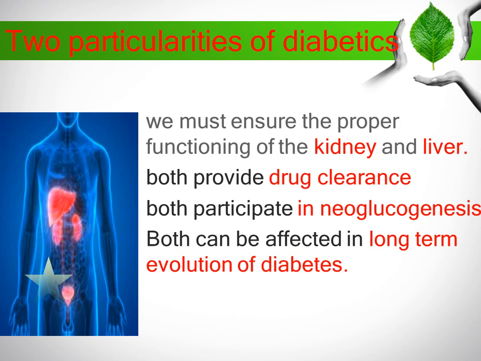But we also have to know two particularities of diabetic patients. We must ensure the proper functioning of the kidney and liver, because both of them provide drug clearance and both of them participate in neoglucogenesis, which means synthesis of glucose from different substrates. Both of them can be affected in the long-term evolution of diabetes, which means chronic kidney disease related to diabetes, diabetic nephropathy, and NASH, which means non-alcoholic hepatic steatosis.